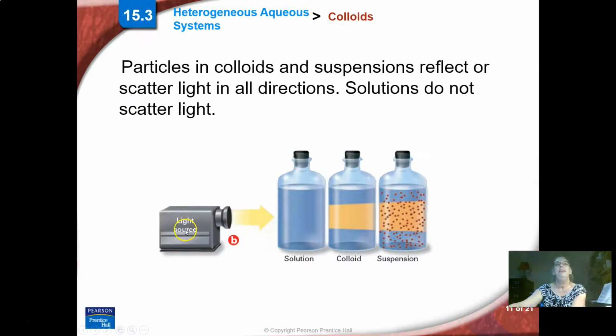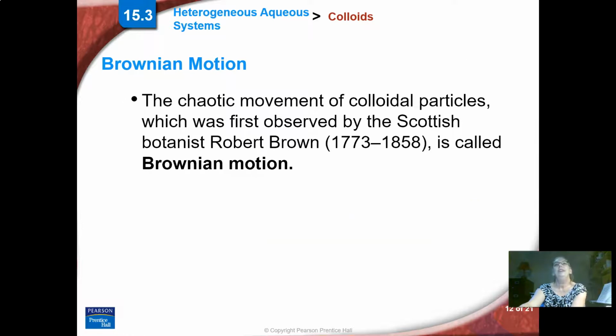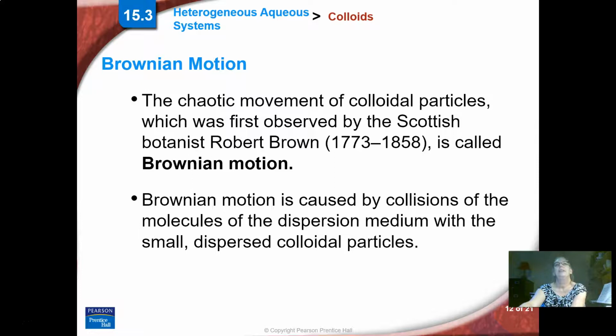If we have a light source, we won't be able to see the light beam through a solution. We will see it through a colloid and a suspension. Another thing we can see in colloids is something called Brownian motion. This botanist Robert Brown saw it in the microscope. And it's caused by collisions of molecules in the dispersion medium with the small little colloid particles.